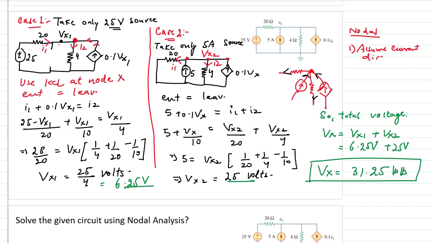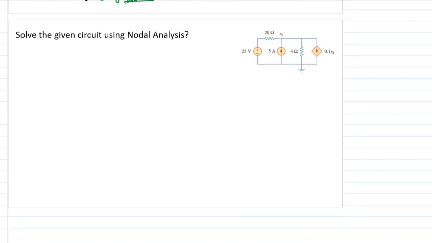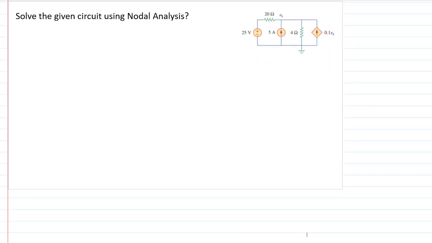Now, we got the answer as 31.25. Let us solve the same question using nodal analysis. Now let us see how we can solve it. Again, I am repeating the steps, recalling the steps for nodal analysis.